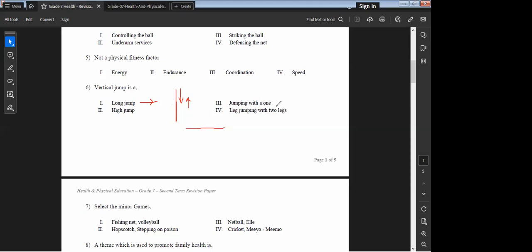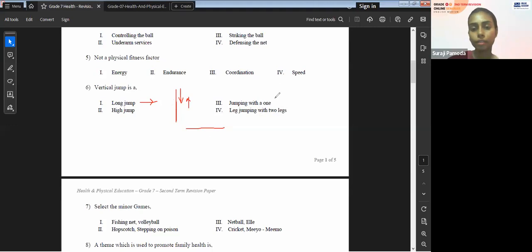And jumping with one leg, these two, jumping with two legs. Even we jump this way, right? Either from left to right, or this way. These three are horizontal, right? But the high jump, we jump this way.